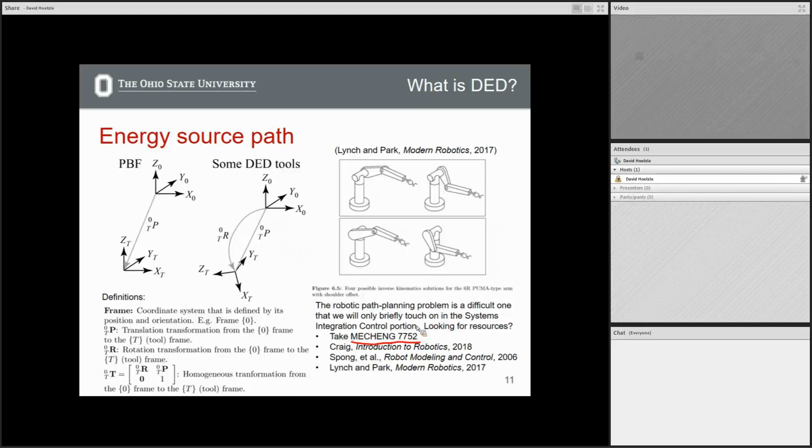This is a very formal way of computing basically the motions of the different stages. Also, there are some really good books that will give you more information on how to do this. I'd recommend these three right here.